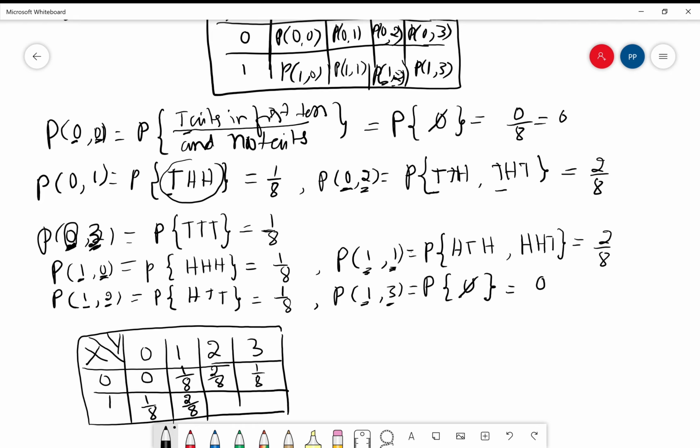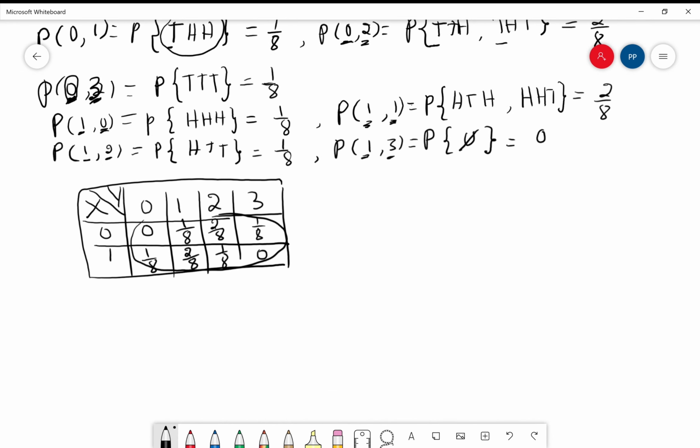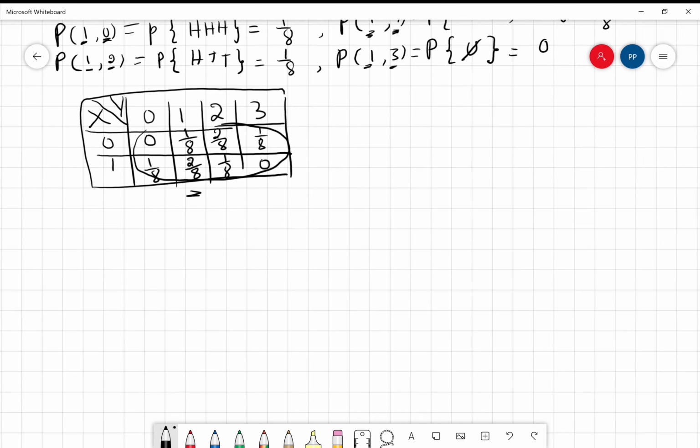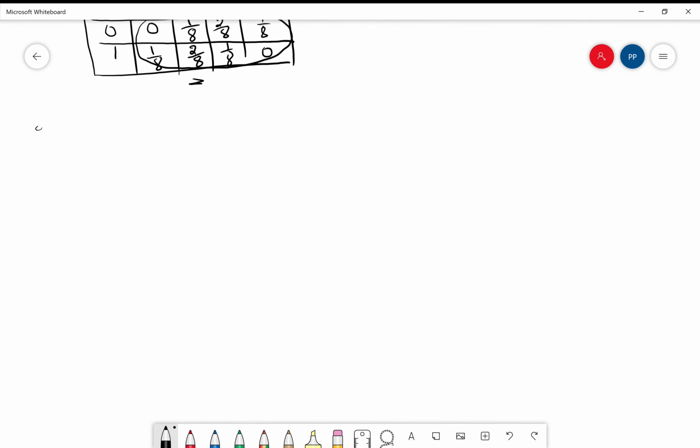and next thing is (1, 2) is 1 by 8, and last one is 0. Okay, if you find the sum of all these things, you are getting that it is equal to 1. Okay, that satisfies the condition, and each one is non-negative. So this is the required joint probability distribution. Okay, now we'll move on to the next problem.